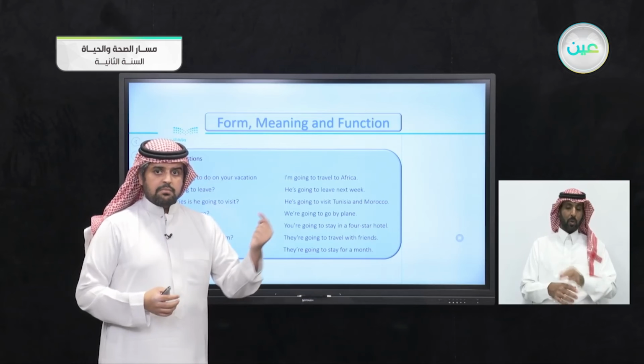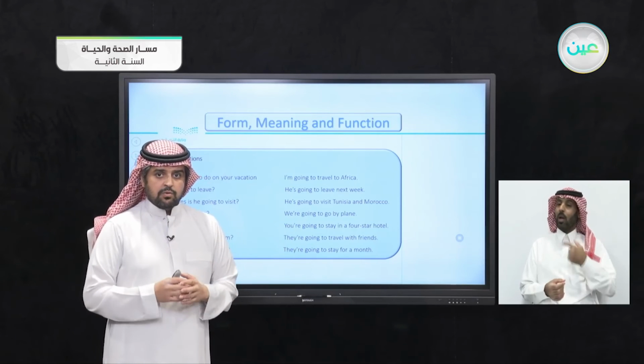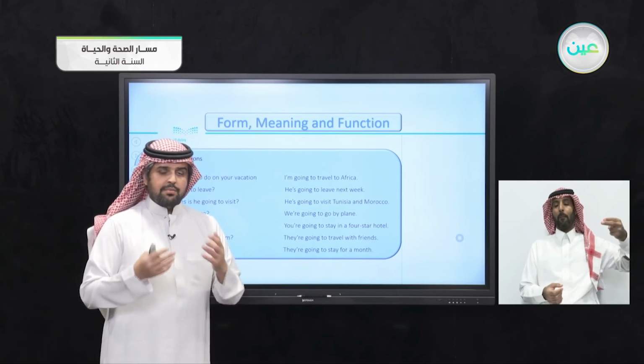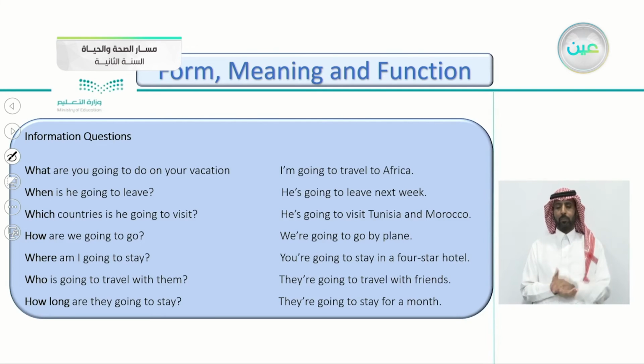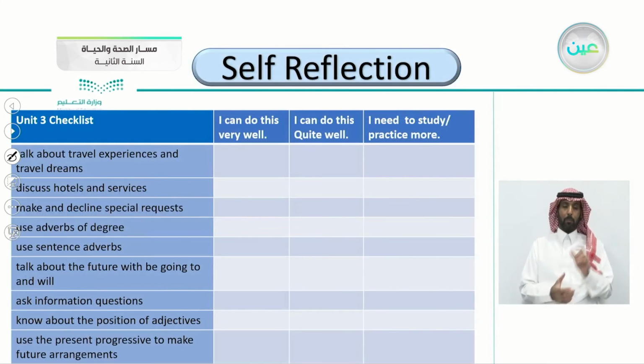Who is coming? You say Muhammad. When you ask who is coming, maybe I will say Muhammad and Ahmed and Abdullah, etc. So it's not singular or plural, it's both of them. How long? So you're asking about how long something will happen. How long are they going to stay? So you're asking about a time period here. So if it's easy for you, check the box where you say, I can do this very well. If it's difficult, check the last one.